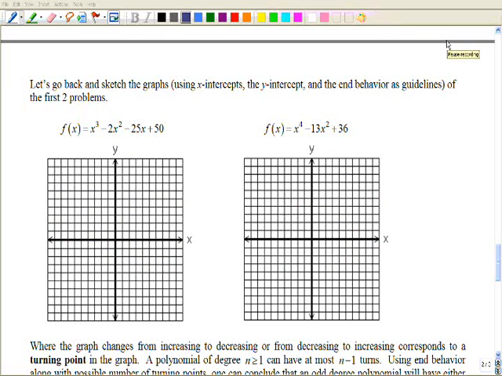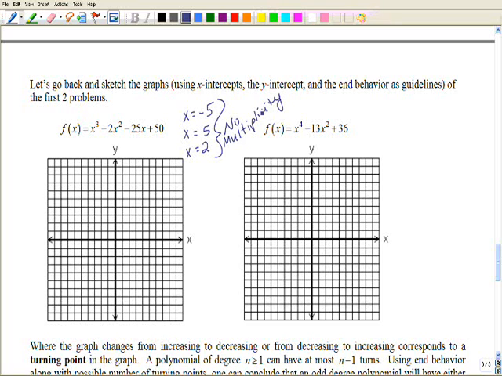Okay, so let's go back and sketch the graphs using x-intercepts, the y-intercept, and the end behavior as guidelines for these first two problems. So these two problems were on the first page. So remember that for f of x, this first one here, we ended up with solutions of -5, +5, and 2. In other words, we had no multiplicity for any of these roots.